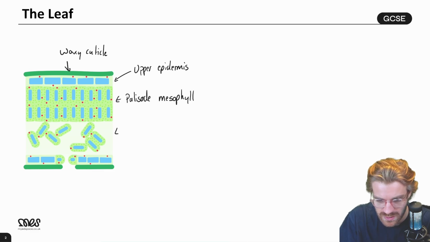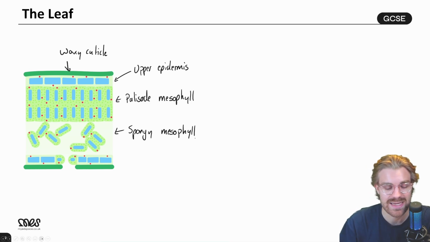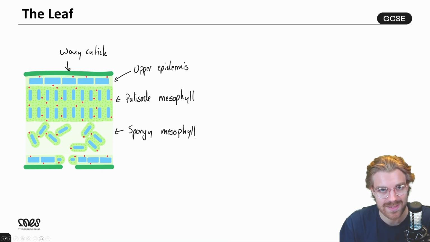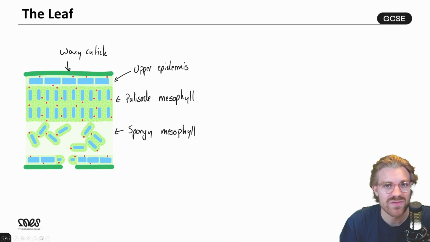Underneath the palisade mesophyll, we have the spongy mesophyll, or the spongy layer. And the spongy mesophyll, we can see, has lots of gaps, lots of air spaces. This is going to massively increase the surface area, and that's going to increase the rate of diffusion of gases in and out of the cells.